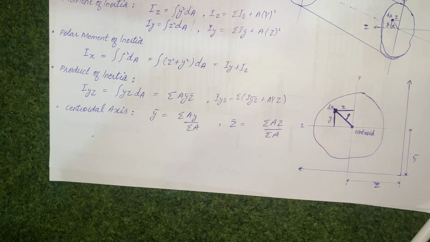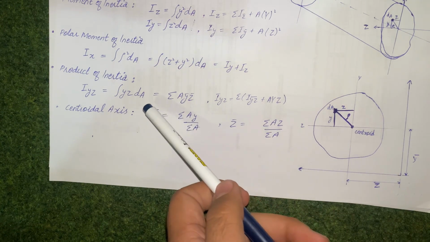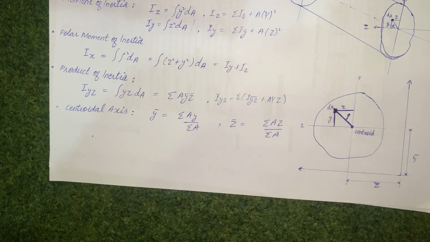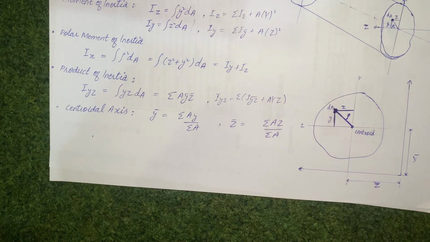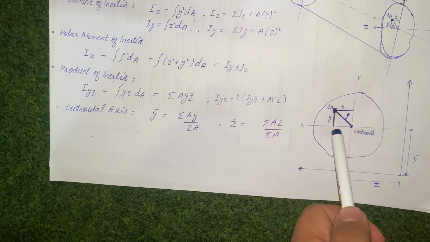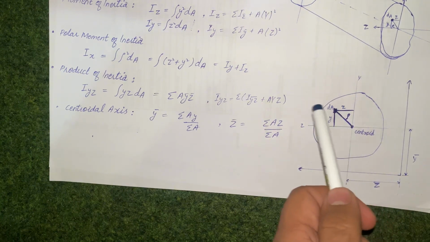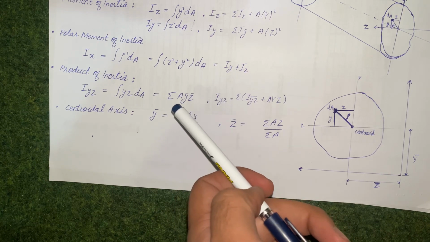Now we have to discuss the product of inertia. So what is the product of inertia? Product of inertia does not mean that it is the product of the two moments of inertia or the product of two things. It is actually the moment of inertia with respect to two axes. For example, here Iyz, we have to calculate the inertia about the two axes, both with respect to the y and z axis. So that will be called the product of inertia.